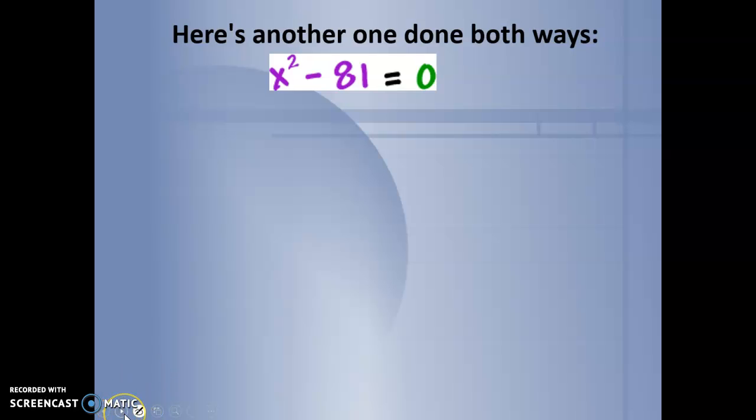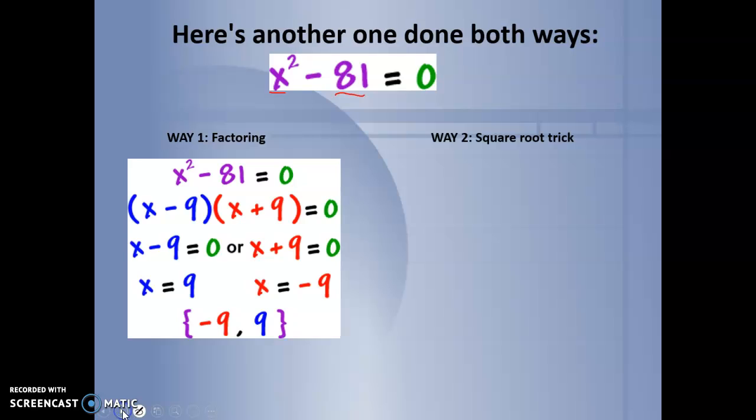x squared minus 81 equals 0. We can factor this using our difference of squares. If we notice that both of those are perfect squares, okay, factoring, we would just write x minus 9 and x plus 9, because the square root of 81 is either negative 9 or positive 9. If we were to FOIL that back out, we would get our original equation.